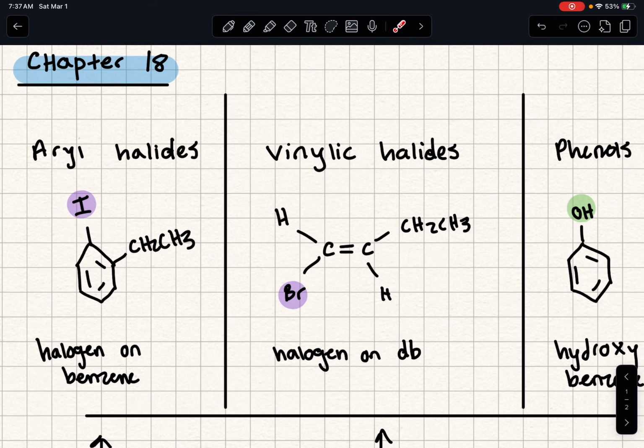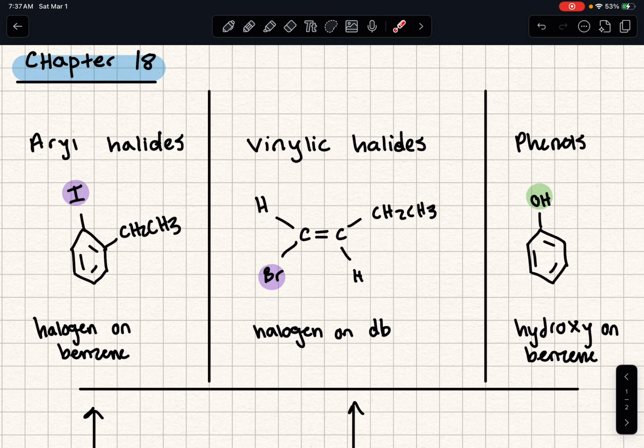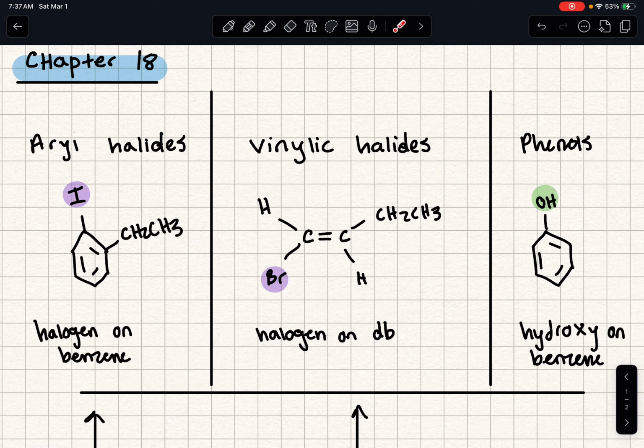So first of all, let's go over this, because when he went over this in class, I did not know, and I had to look it up just now, pretty much. Aryl refers to benzene ring. Halide refers to halogen. So an aryl halide is a halogen directly attached to a benzene ring. See, one attachment.